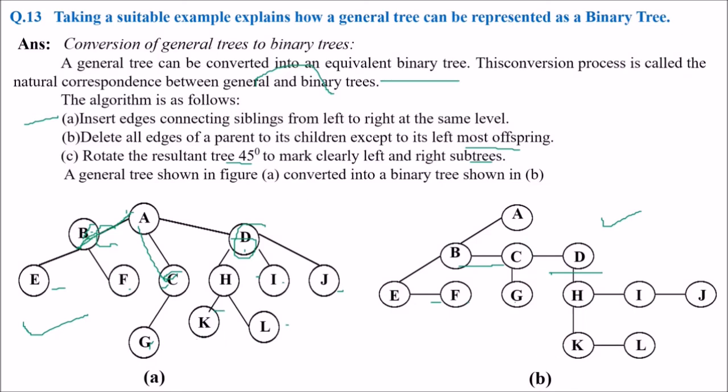And we delete all edges of a parent to its children except to its leftmost offspring. So we did this deletion, and ultimately we got this. And whenever it is required, we rotate the resultant tree 45 degrees. So when we rotate it 45 degrees, the result will be like this. This is how we convert a general tree into a binary tree.